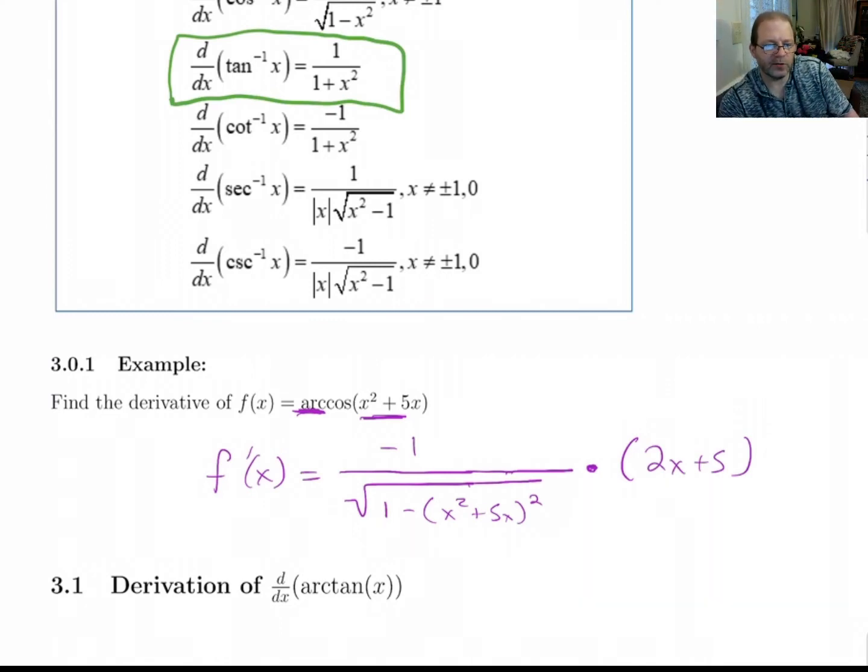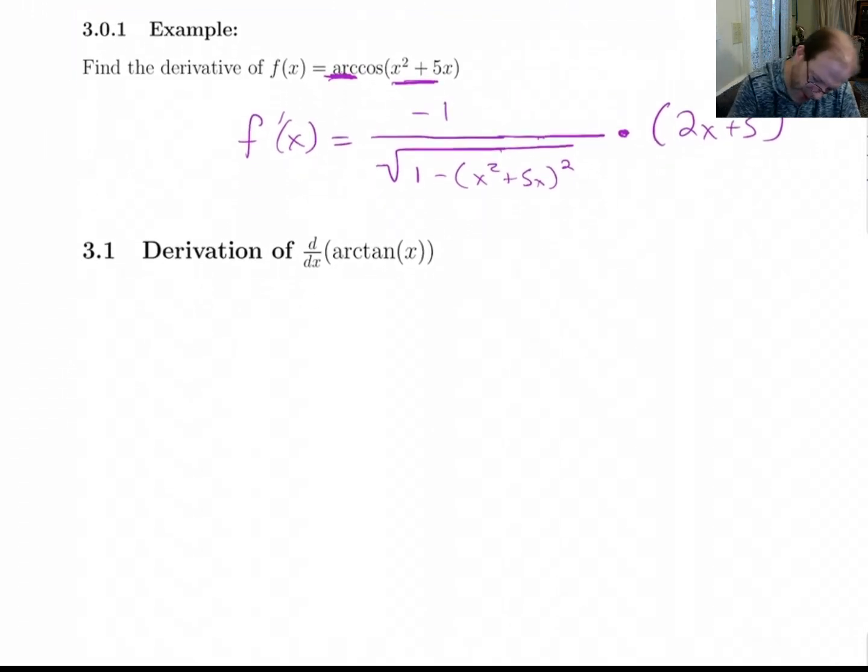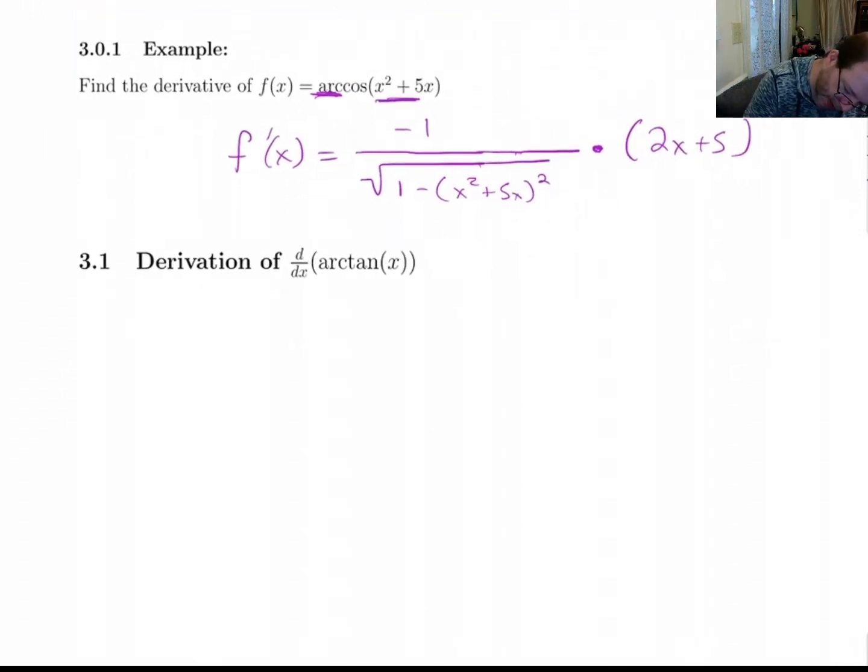Let's look at something more interesting, though. Let's look at deriving one of these formulas, and I'm going to derive arctan. So, derivation of arctan, here's what you do. You start out with y equals arctan x, and we want to find y prime.